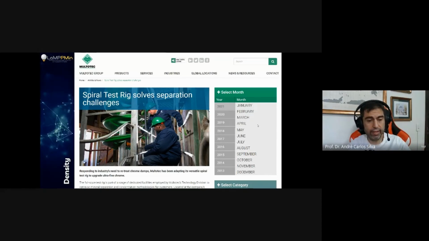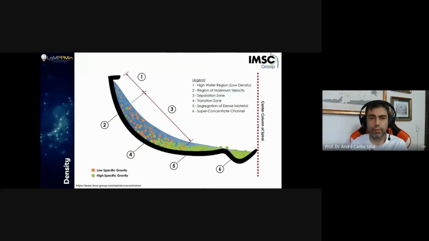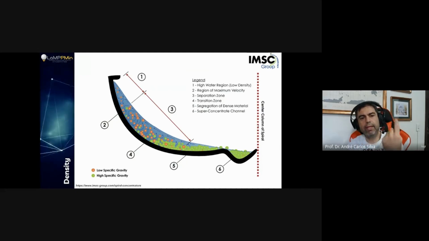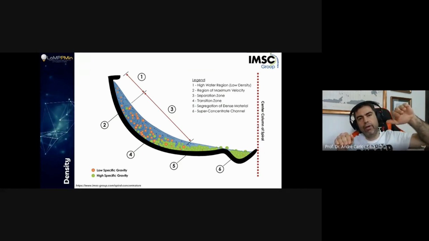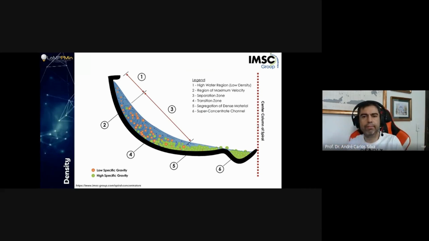But nevertheless, let's see how this equipment works. It's quite simple. The slurry is going to go down, spiraling through our equipment, and by doing this, we're exchanging potential energy into kinetic energy, and then we have the separation of our minerals in this spiral.